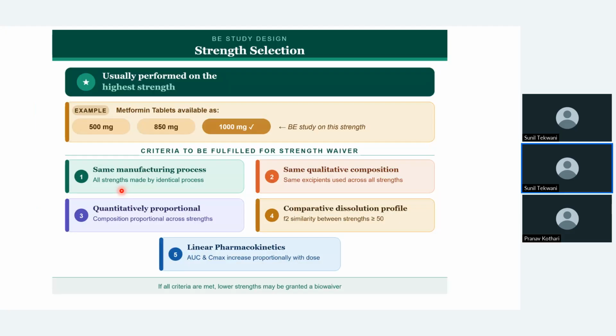Coming to the next topic, which is as important as reference product selection: strength selection. Suppose a product has 3 strengths: metformin tablets 500 mg, 850 mg, and 1000 mg. Do we need to perform a BE study on all these strengths? No. Generally, a BE study is performed on the highest strength. Why the highest strength? Because the highest strength will have the highest variability when it goes in the body, in the bloodstream. High concentrations, high variability.